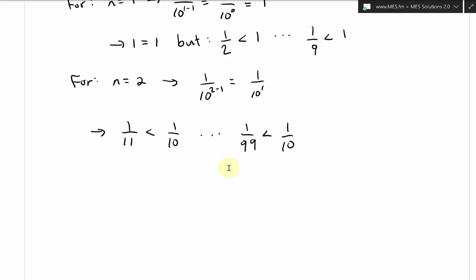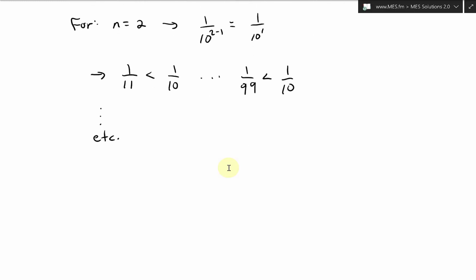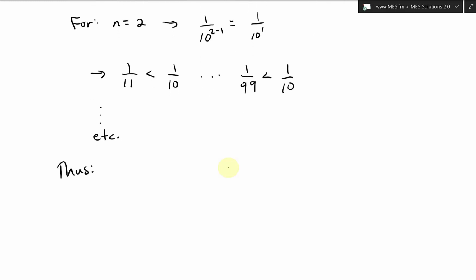And then you can keep doing this on and on. For n equals 3, it's going to be less than 100, or 10 to the 2. 10 times 10 is 100. So I'll put dot, dot, dot, etc. Thus, Gn is going to be less than 9 to the power of n.